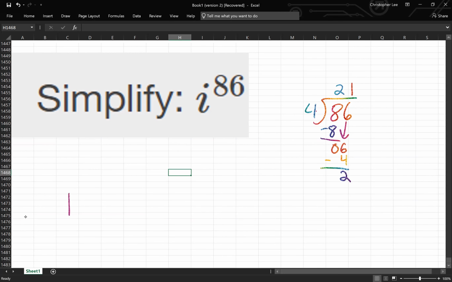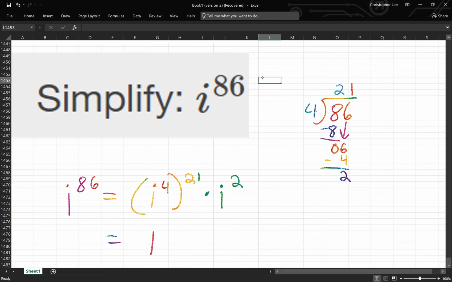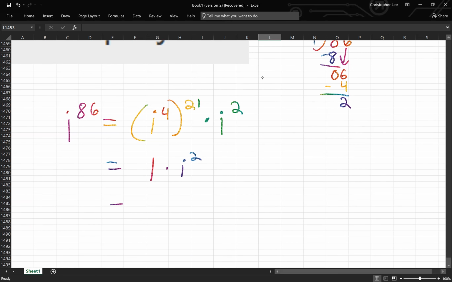So I can write i to the 86th power as what? i to the 4th power raised to the 21 power, times i to the remainder, which is 2. This whole first part becomes 1 times i squared. So my final answer is just what? i squared. And that's it. And what is i squared equal to again? -1. So that's it.